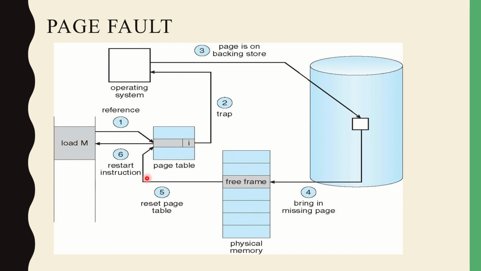Then it restarts the instruction, meaning it checks and executes that instruction again. This is how the operating system handles a page fault. A page fault is nothing but what occurs when the requested page is not in the main memory. The next topic is page replacement and the different page replacement algorithms.